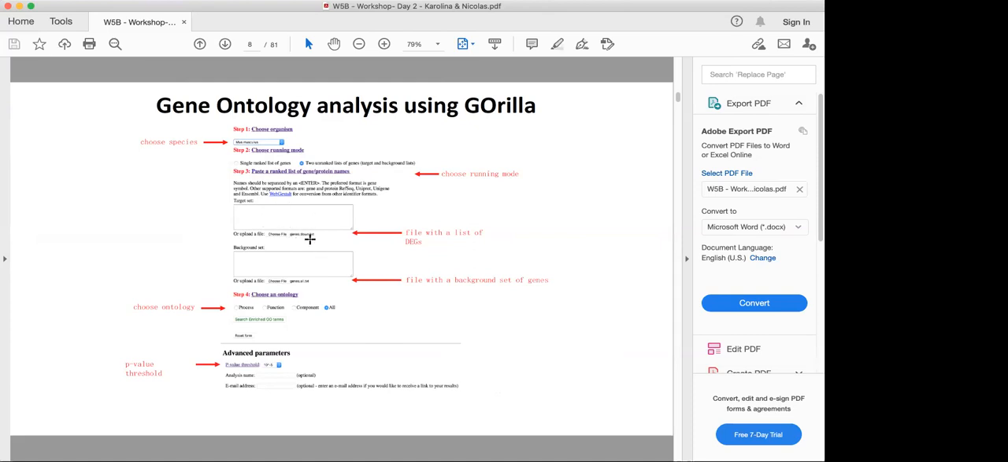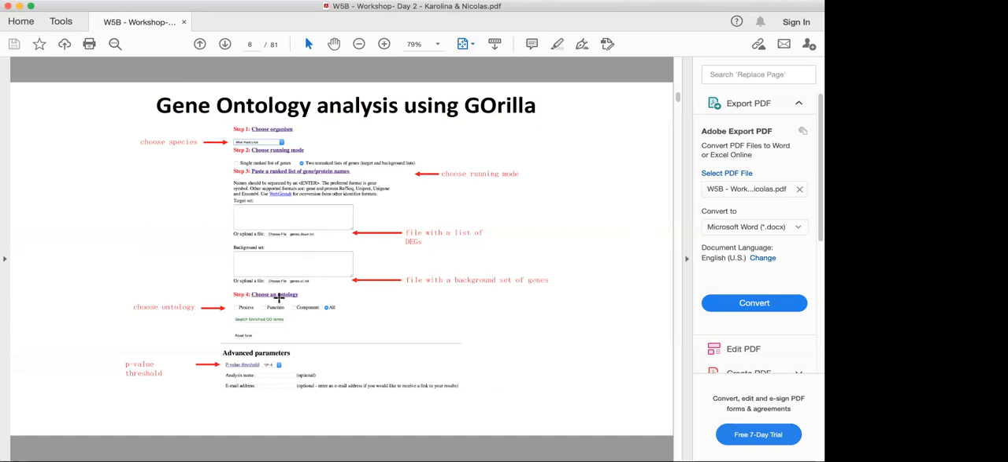So you see, genes down. And then in the background set, you will upload the background gene list. And in the second run, you will do the same, but you will use as a target set the list of the upregulated genes. And for the background set, you will use the same background gene list.